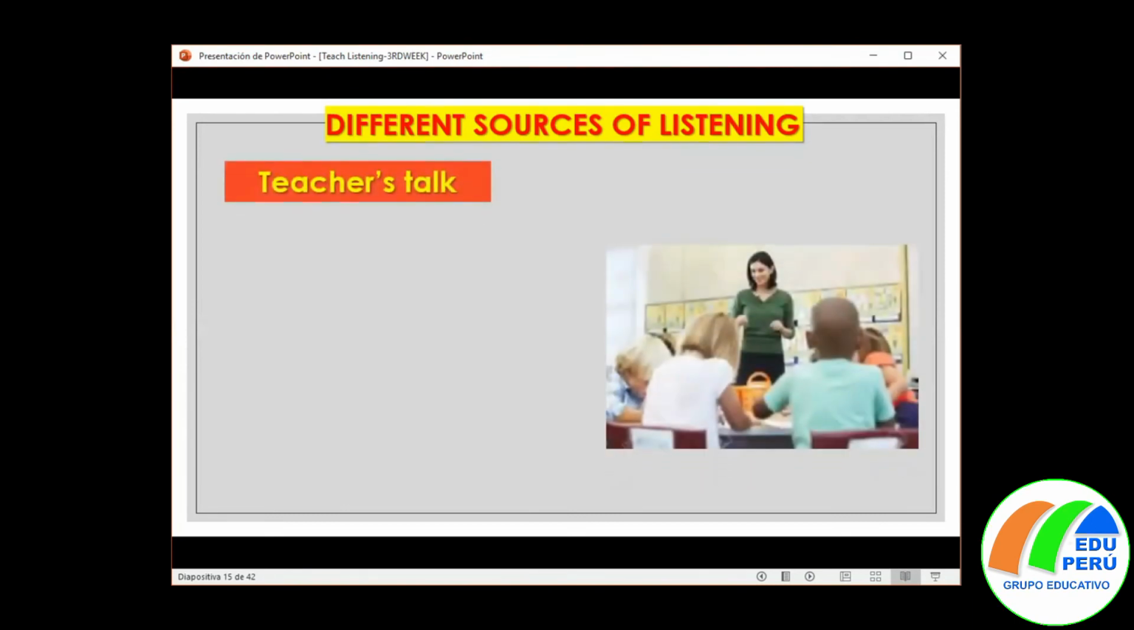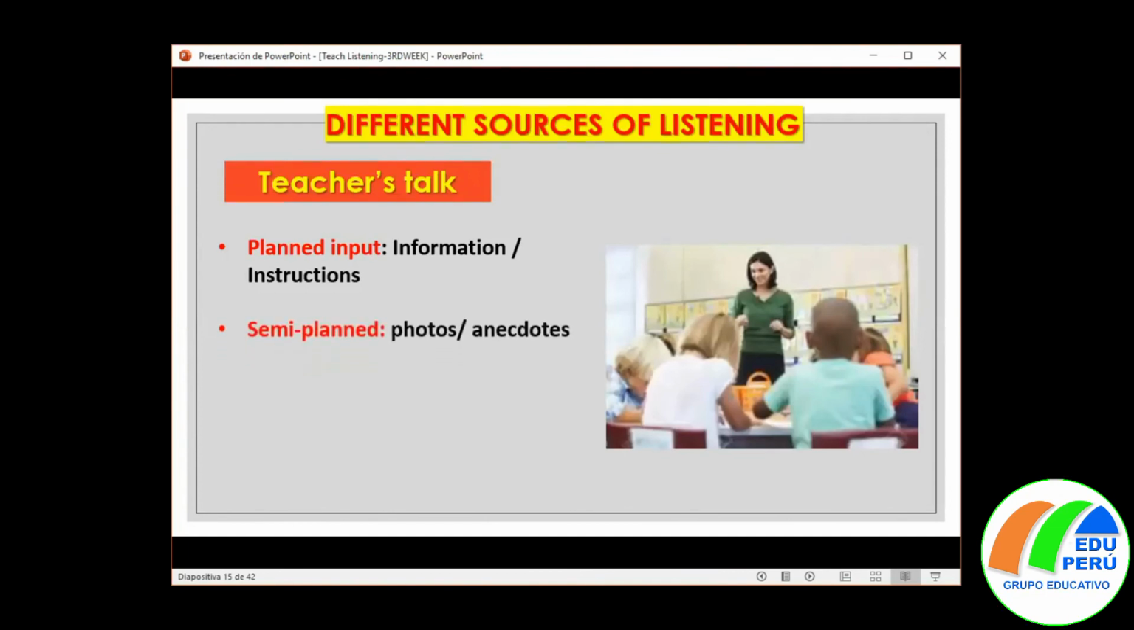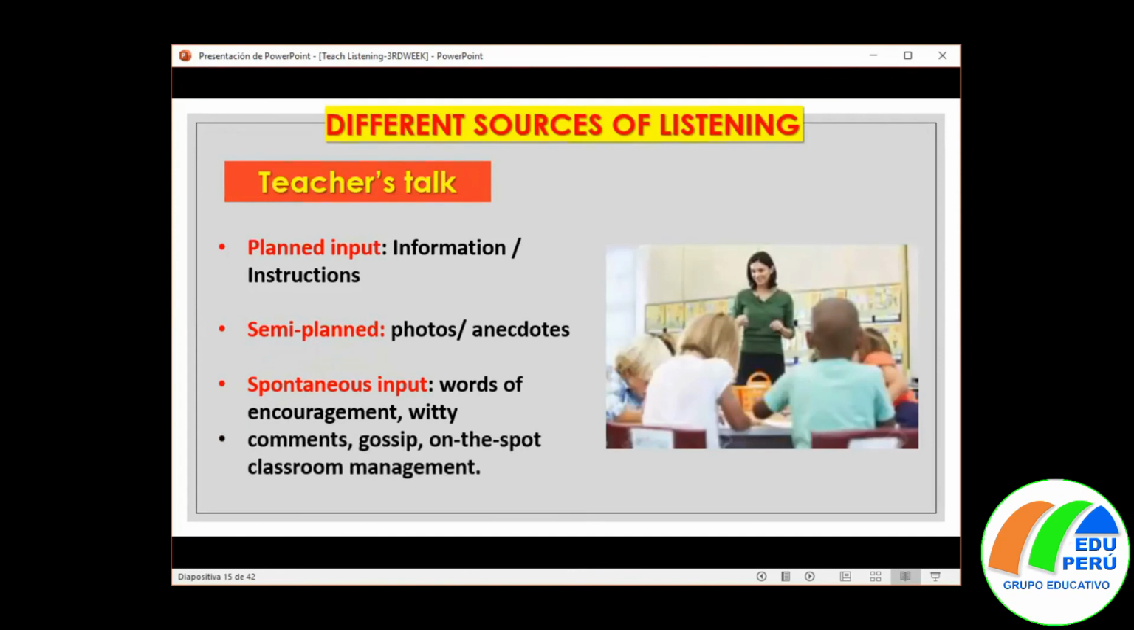One of the most important sources of listening is the teacher's talk. When you start speaking in the class in English, this is very important. Here we have planned input, when you give information or instructions, or semi-planned, when you describe photos or tell anecdotes, or spontaneous input: words of encouragement, witty comments, gossip, on-the-spot classroom management.